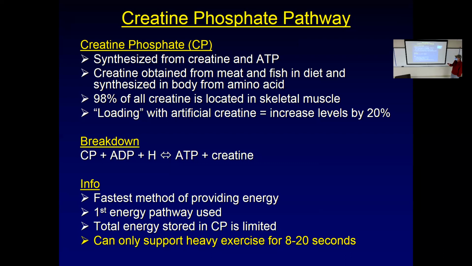You consume creatine in your diet, and then when you have some creatine floating around, it interacts with this enzyme and you have free ATP. You're going to borrow this phosphate, stick it on there, and we'll use some other pathway to make our ATP back. About 98% of all the creatine in your body is located in skeletal muscle.